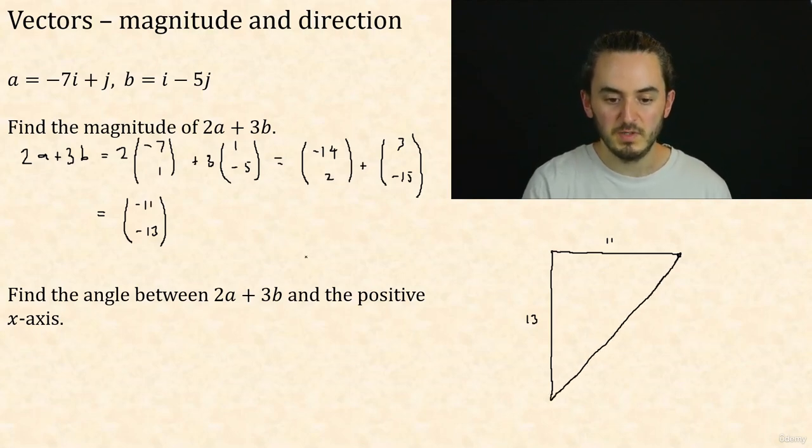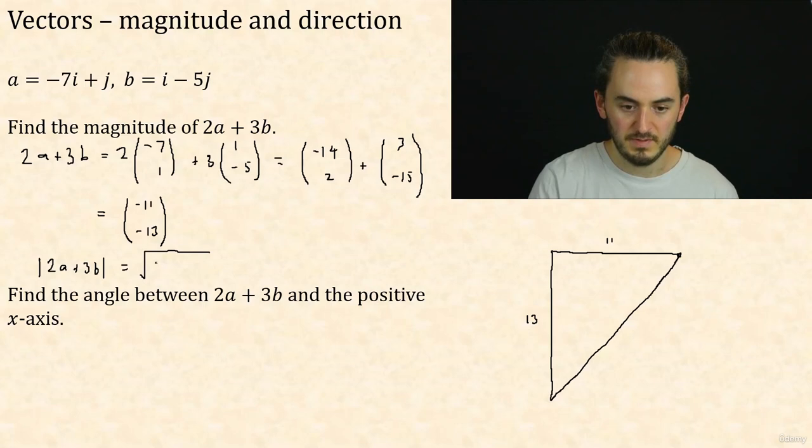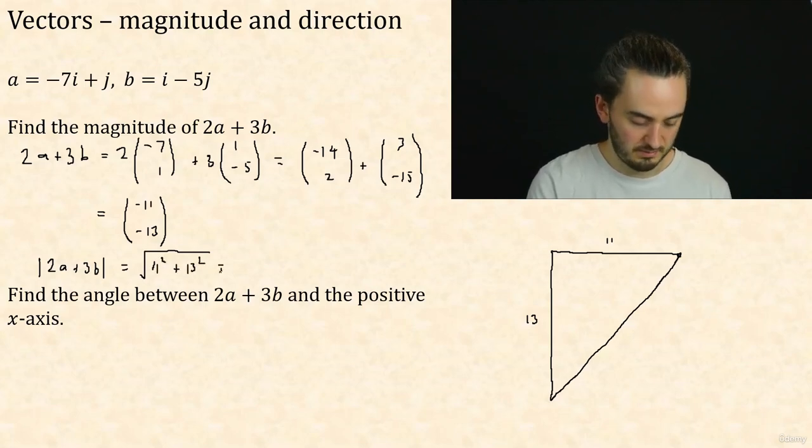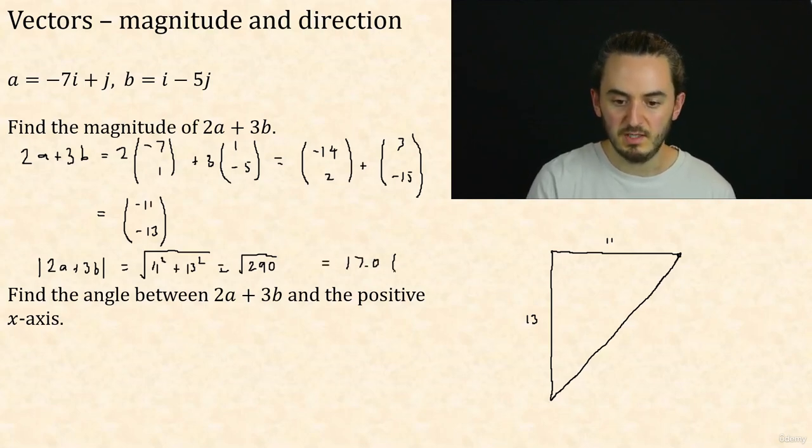Now, the reason why we don't always need to draw that out is we know we just need to use Pythagoras. So the magnitude of 2a plus 3b is the square root of 11 squared plus 13 squared. I don't think this is a Pythagorean triple, so I'm going to have to work this out. Yes, so our exact answer is root 290. If it had said give your answer to 3 significant figures, then maybe we could have given it as 17.0, which happens to be the answer to 3 significant figures.